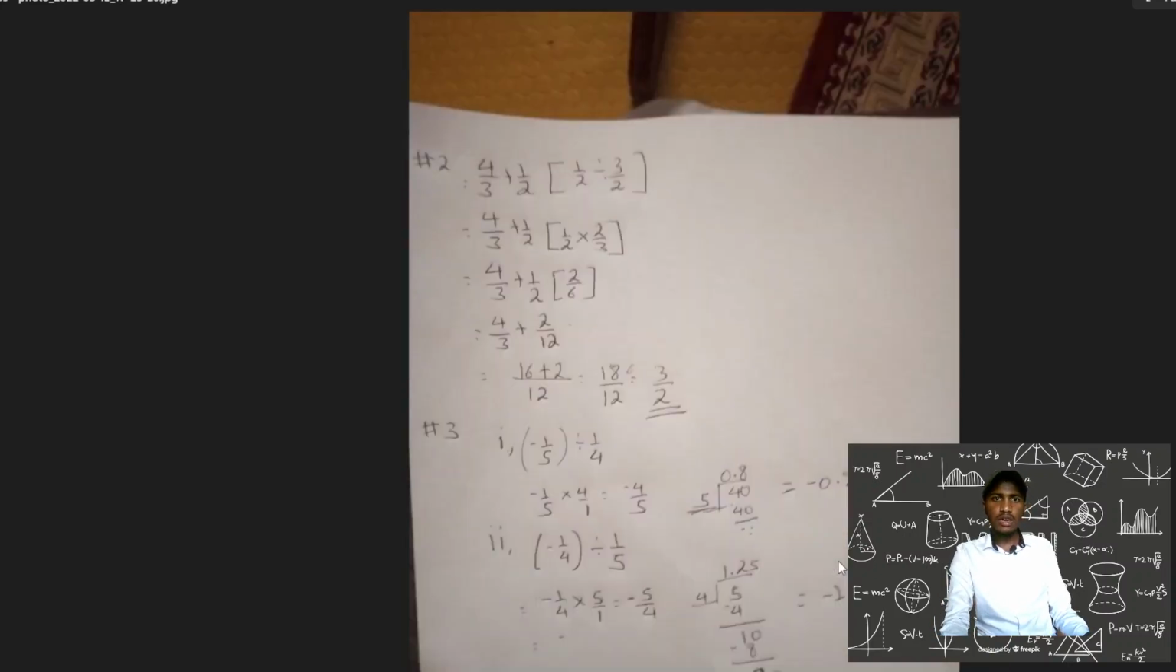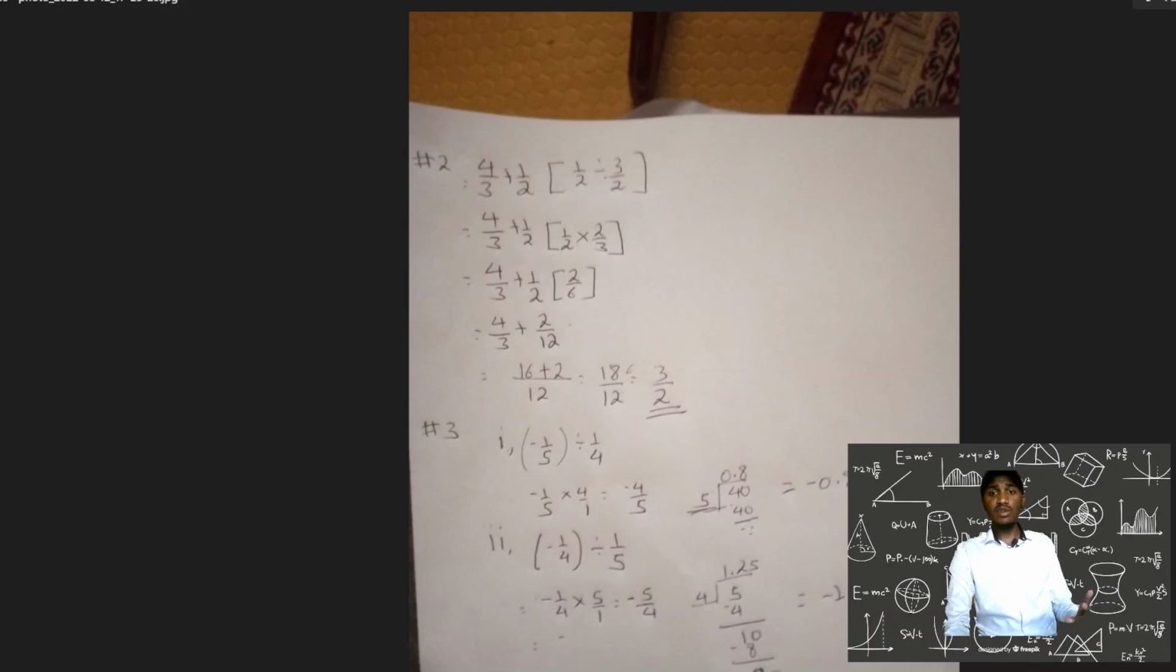We did it. And the third one: which of the following numbers are less than minus 1? You can just find the number which is less than minus 1. So here, the first one is minus 1 over 5 divided by 1 over 4, right? So minus 1 over 5 times 4 over 1, right? Minus 1 times 4 is minus 4, 5 times 1 is 5. So minus 4 over 5. When you divide minus 4 by 5, you will get minus 0.8.